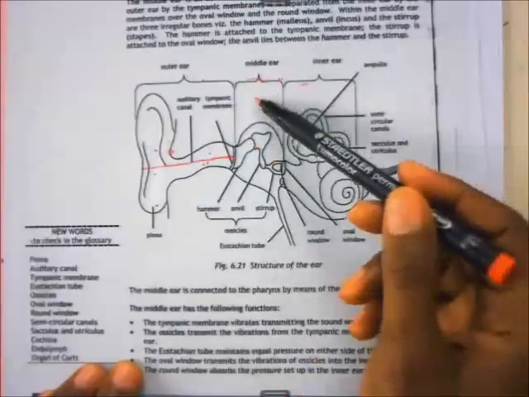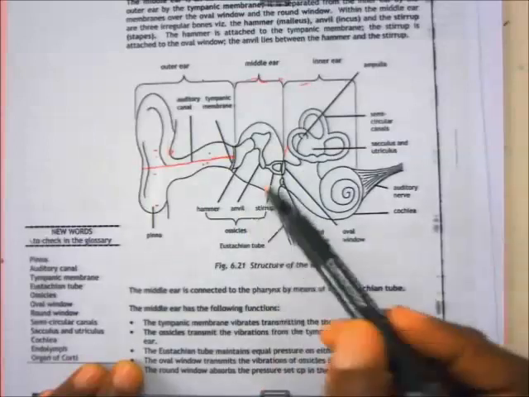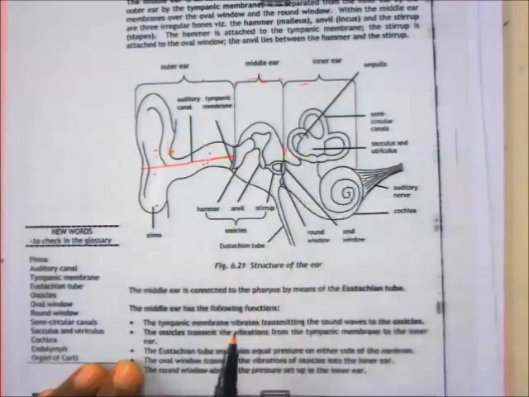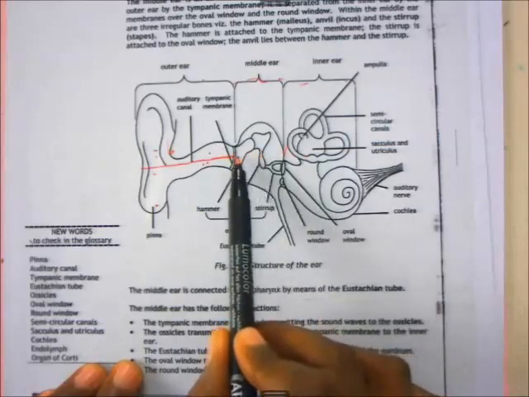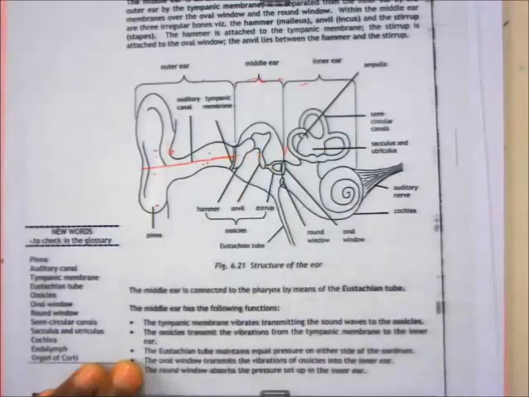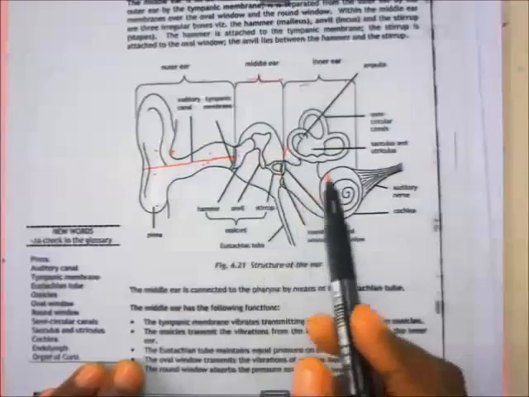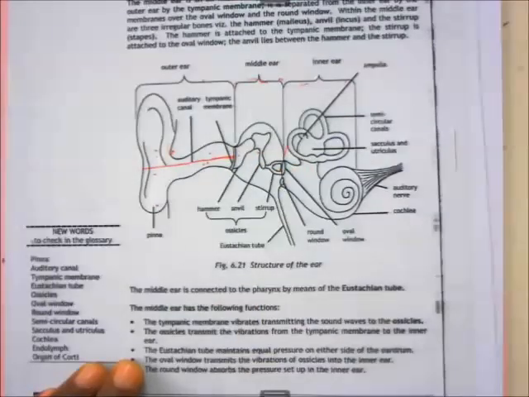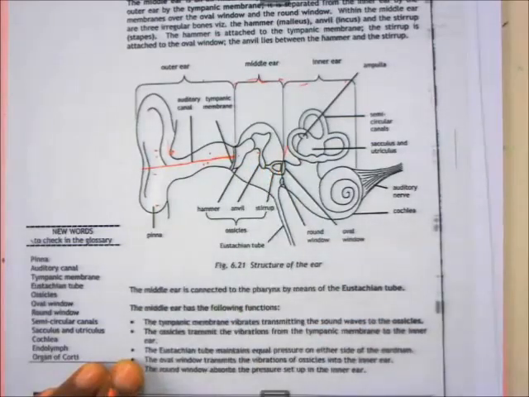Coming to the middle ear, what we need to know is that the middle ear is also air-filled. This middle ear is made up of three small bones. The three small bones are called the ossicles. These bones are as small as a grain of rice.